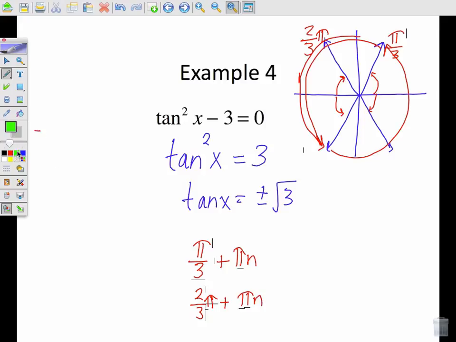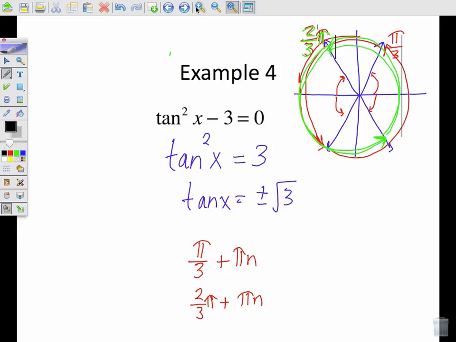And what that would do is start here at 2/3 pi. If I add pi to it, then I'm getting to quadrant 4. If I add pi again, I'm back to quadrant 2, and pi again, I'm back to quadrant 4. So you keep getting the angles in quadrants 1 and 3, 2 and 4. All right, those are your solutions there for example 4.